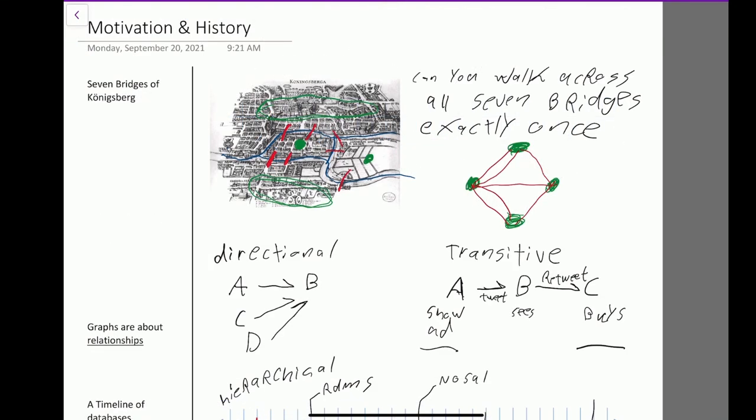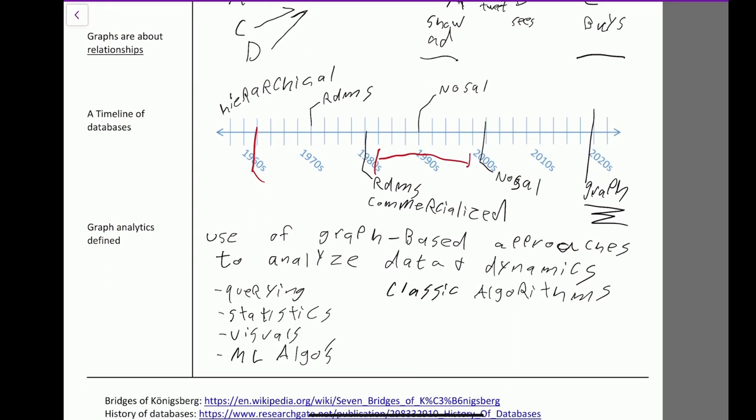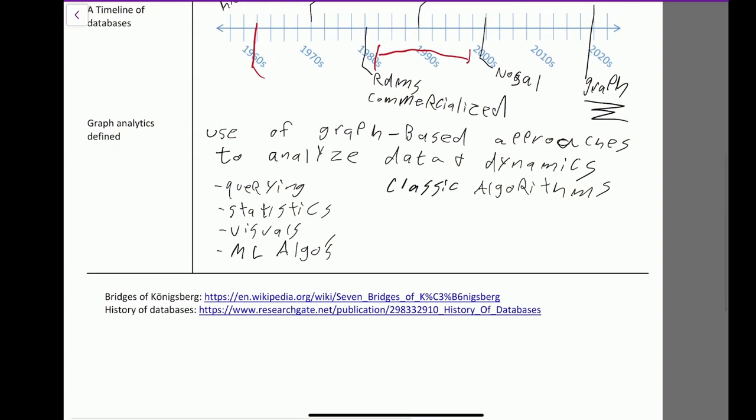So we've covered a historical motivating example of graph theory and the basic developments around it, as well as why graphs are an interesting and important way to codify data. We also reviewed a brief timeline of databases, and that was mostly to show that now is almost an appropriate time for graph databases to come into maturity. And we also defined graph analytics, which I hope is getting you excited and ready for future sections.